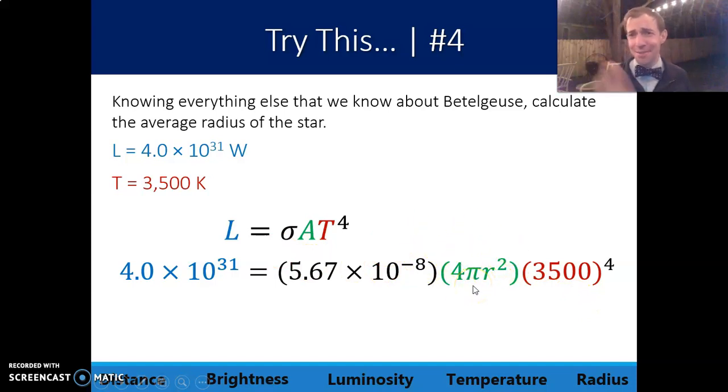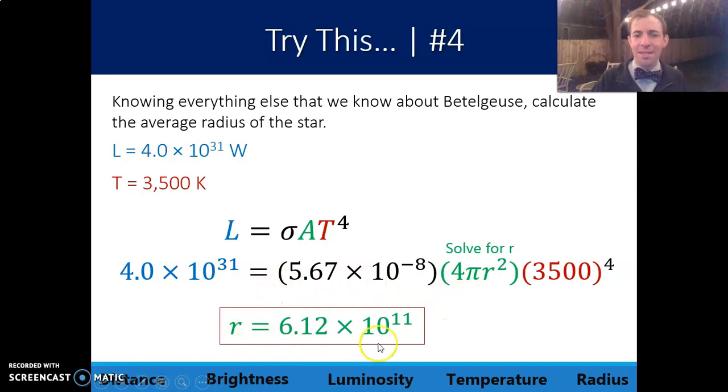We could calculate for A and then solve for R separately, or you could just plug it in 4 pi r squared, use some algebra, and solve for R. Either way would work. In this case, we will find solving for R to be about 6.12 times 10 to the 11th. That is actually in units of meters in this case. I should have included meters on this slide.